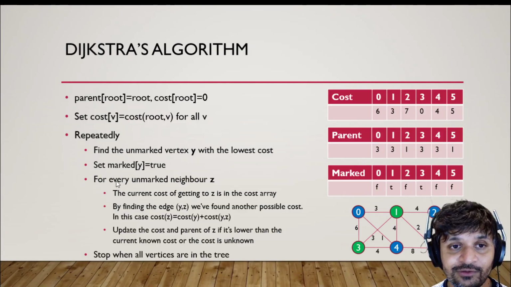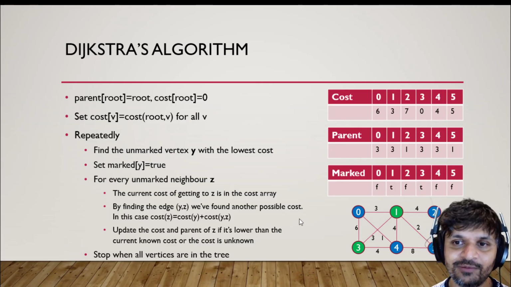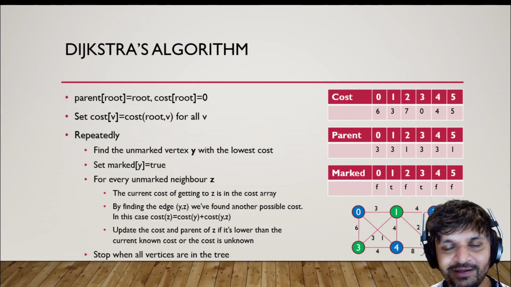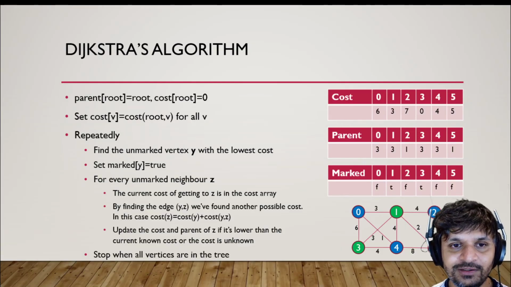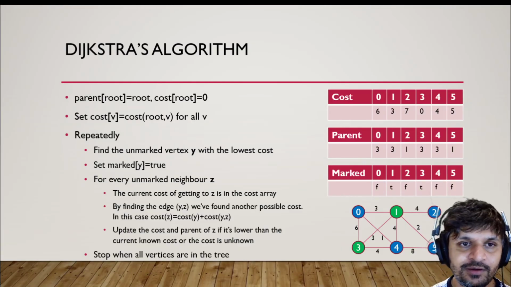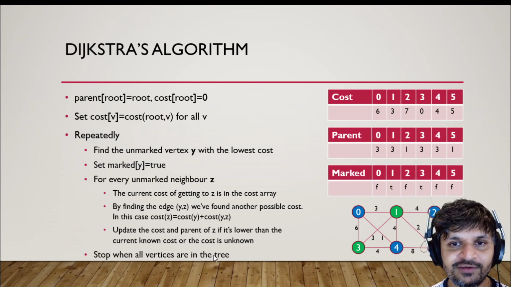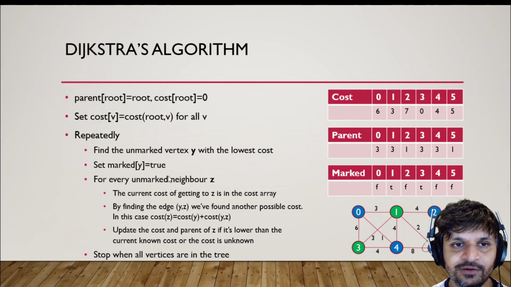Okay, so I went through this for loop that said for every unmarked neighbor, which were these blue ones, and I updated all of their costs. Well, for some of them I didn't update it because it didn't need updating, but the point is I at least checked whether they needed updating. And this said stop when all vertices are in the tree. Are all vertices in the tree? Well, no, because if they were, all of these would be true. So that means I go back to the repeat.